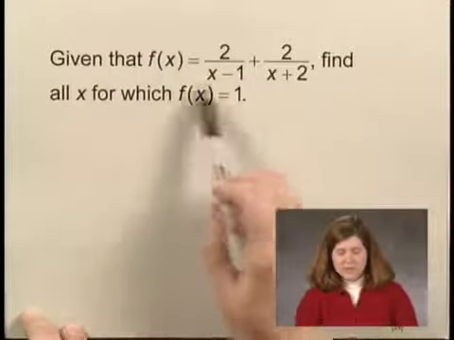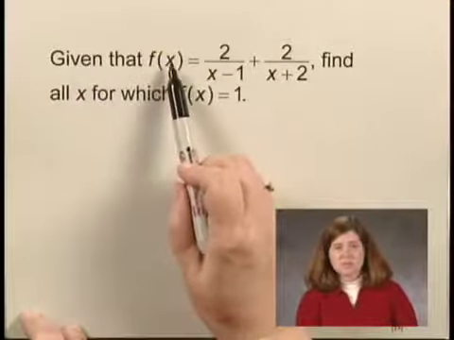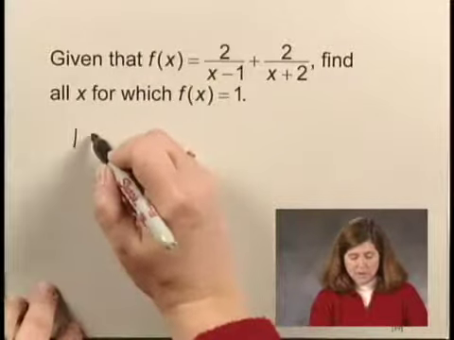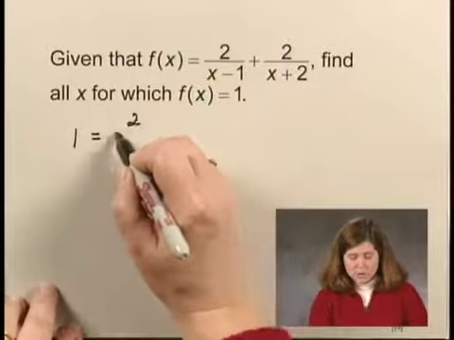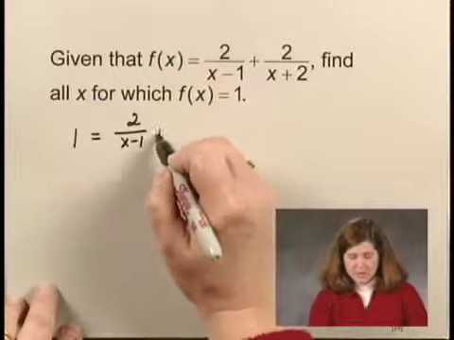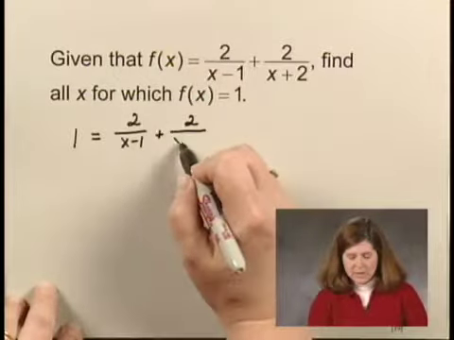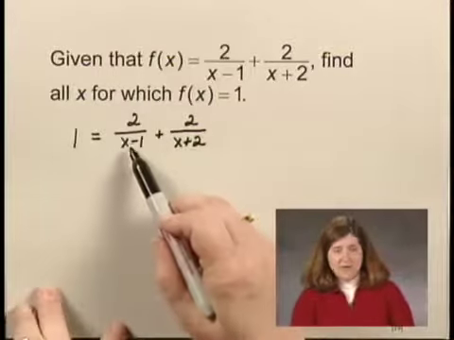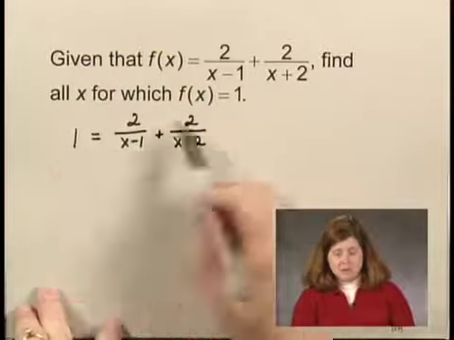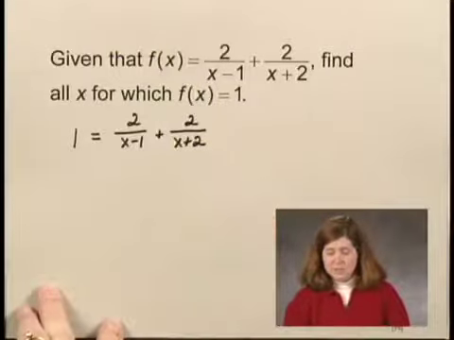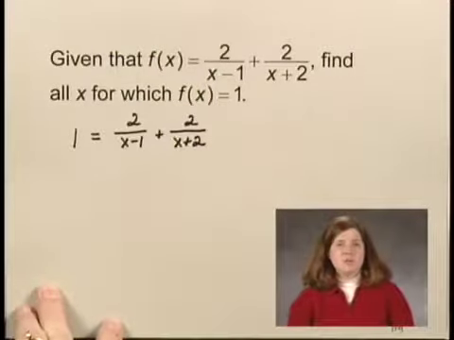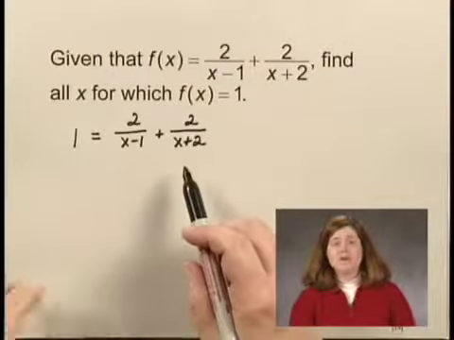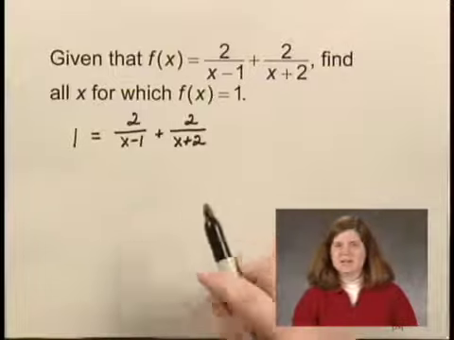So in the function form, where f of x appears, we substitute 1. So we're looking at 1 equals 2 over x minus 1 plus 2 over x plus 2. And we're asked to find what values of x will make this equation true. To solve a rational equation, we multiply both sides of the equation by the least common multiple of the denominators. This will clear our fractions.